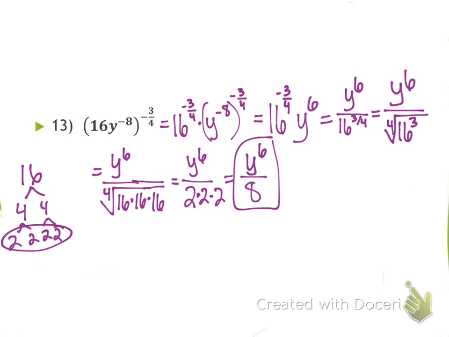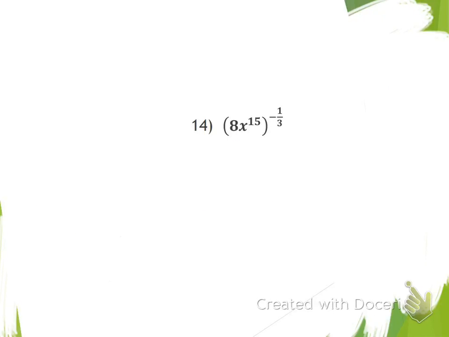Any questions on 13 at all? Because in order to move on, I have to make all of this go away. Again, I would get rid of those parentheses first. 8 to the negative 1/3 times x to the 15th to the negative 1/3. So that power gets given to both pieces. If there were 3 different things in those parentheses, it'd go to every single piece.